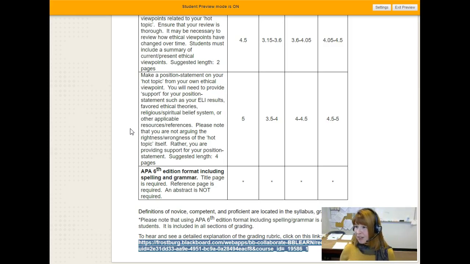Some students start out saying, well, I can see this point of view and I can see that point of view. Yes, as nurses, we certainly should be able to take care of patients that have a wide variety of views. That's not what this section is asking you to do. This section is asking you to state a position statement.